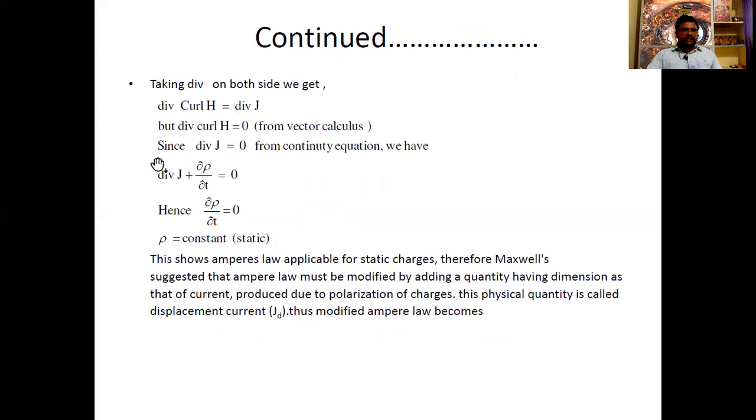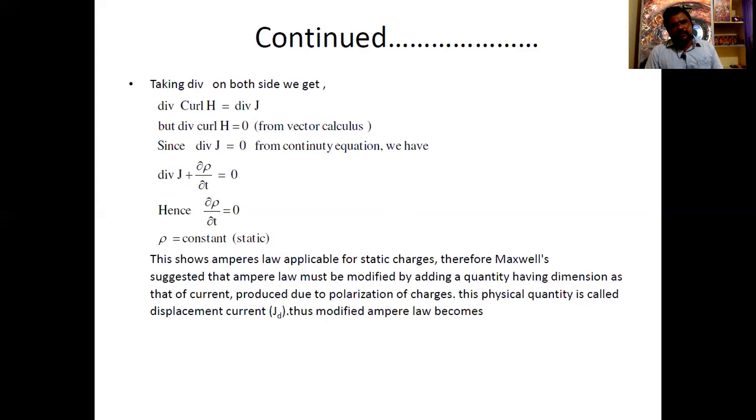So taking divergence on both sides, divergence curl H is equal to divergence J. But we know that for any vector quantity, whatever vector we take, the divergence of the curl of that vector should become 0. This we know from vector calculus. So this term is becoming 0. That means divergence J should be equal to 0. So this is the continuity equation.